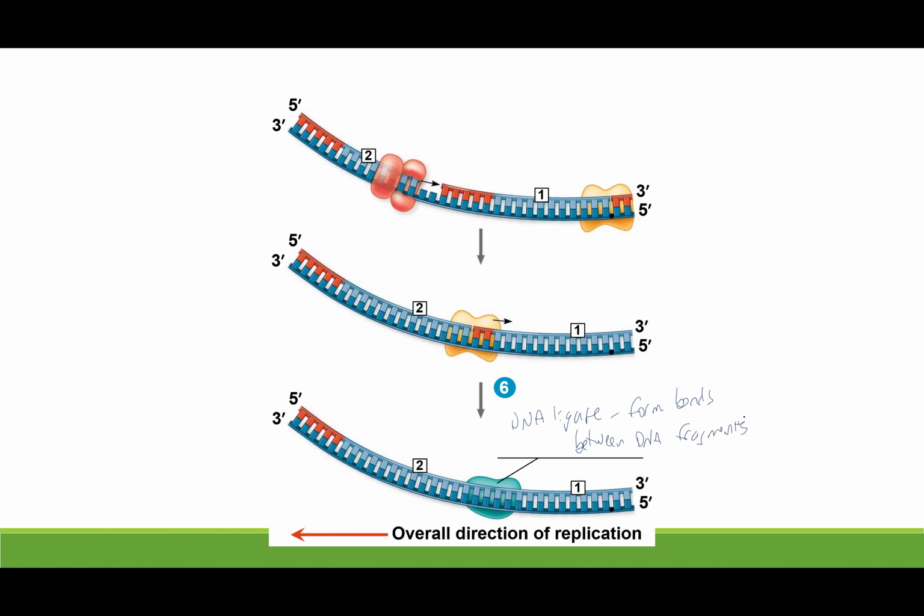Anyone remember what kind of bonds are between nucleotides? Phosphodiester bonds. Those are between, on the sugar phosphate backbone, it's the phosphodiester bonds. What kind of bonds are between the bases, the rungs of the ladder? Those are hydrogen bonds. So we have hydrogen bonds there that are broken by DNA helicase, and then we have phosphodiester bonds that are made by DNA ligase.